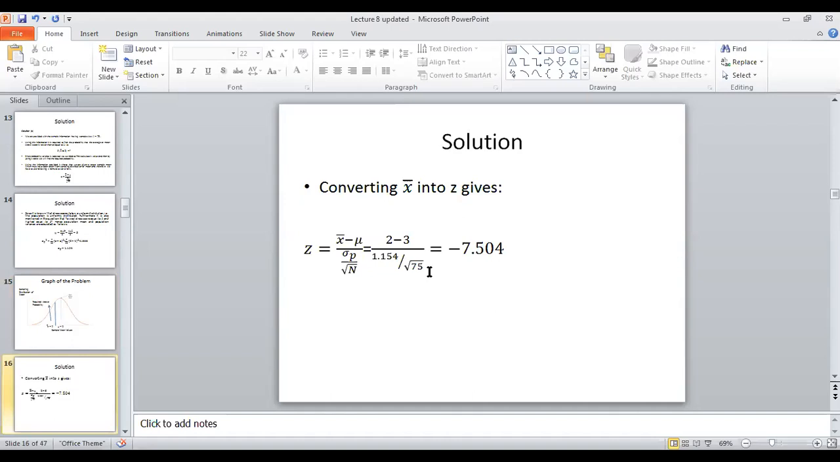Now again, the similar steps: we have to convert the x bar into z, and we have to use the formulation of the sampling distribution of the mean. When we plug in the values of x bar, mu, sigma p and n, we get a value which is minus 7.504. Since it is less than the population mean, it is a negative value.